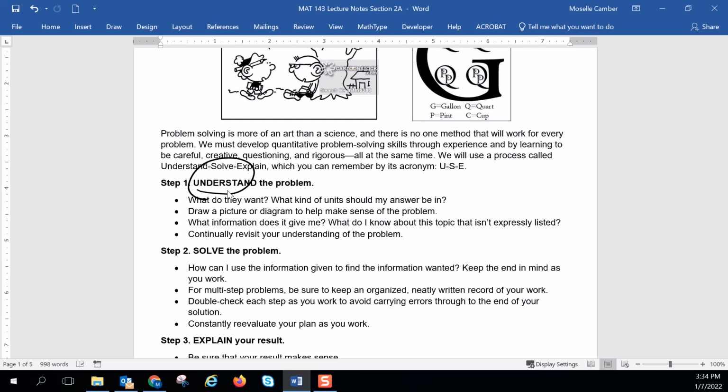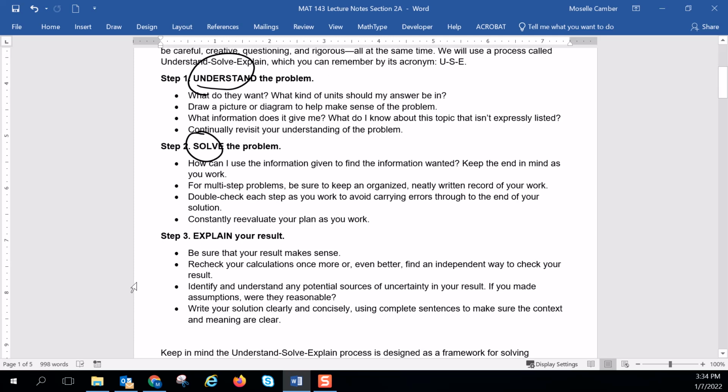You also need to know what information they give you, and you're going to use that information to then solve the problem. Now you can do this in different ways. We'll talk about different methods to solve it. And once you have actually come up with an answer, you need to make sure that you can explain the result. Be able to put it in a sentence, and make sure that it actually does make sense in the context of the problem.